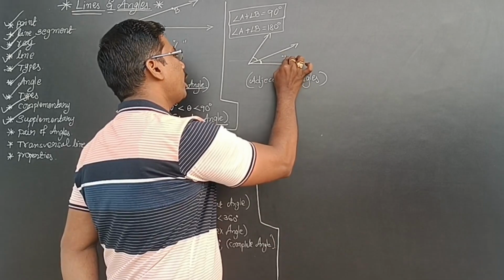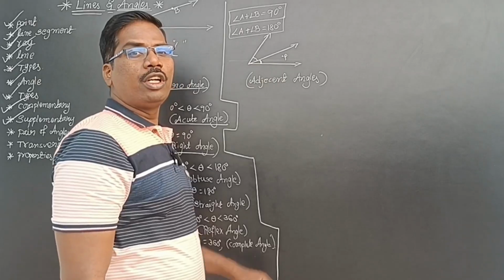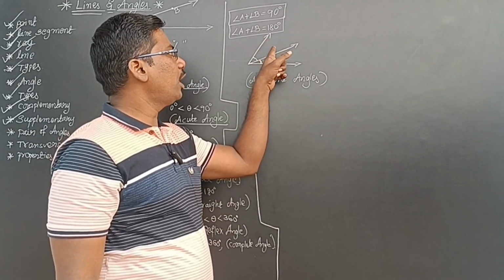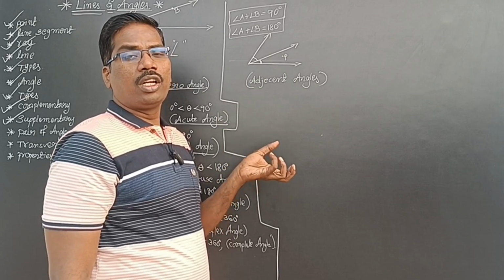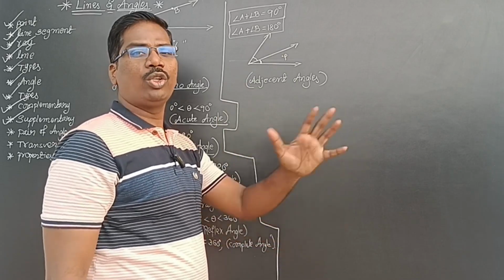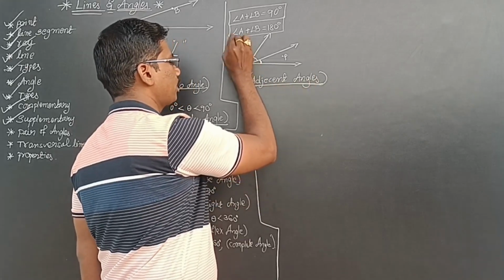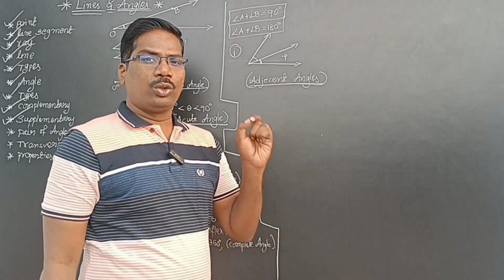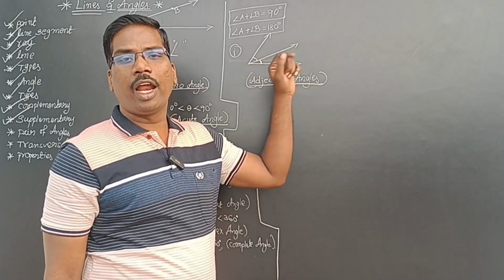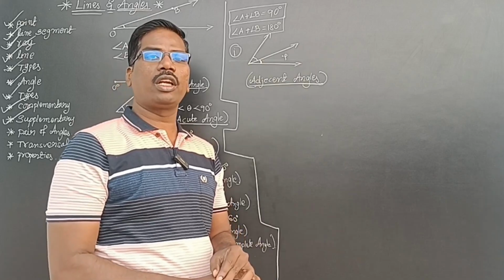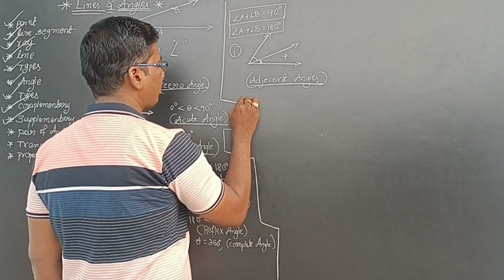For example, if I take a point here, this point belongs to this angle only, not to this angle. If it were a common point, it would have to be in both. So their interiors do not have any common point. Two angles having the same initial point and same common ray, and whose interiors do not have any common point, are called adjacent angles. Now, the second one.